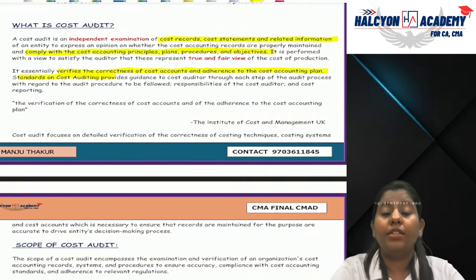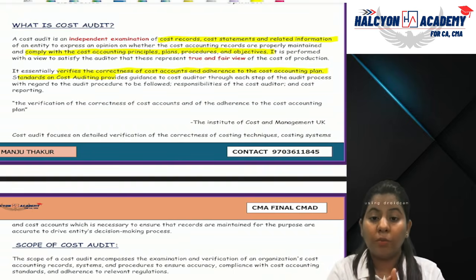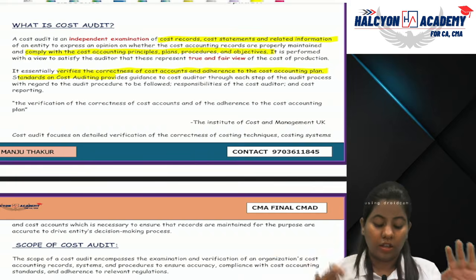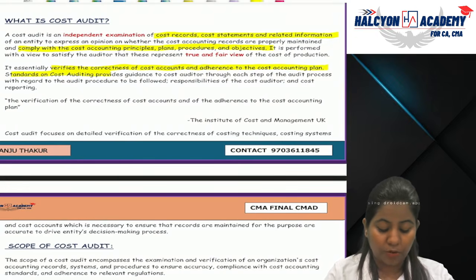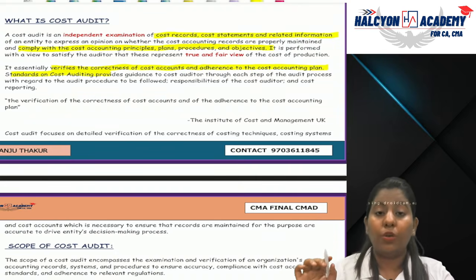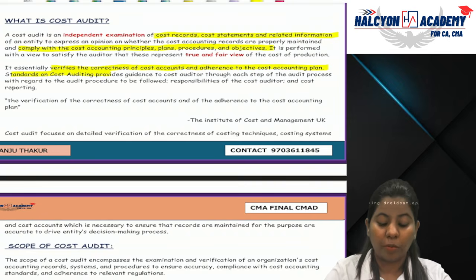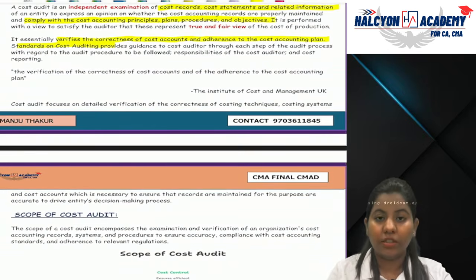So the auditing standards guide the auditor on various things at each and every stage: how he has to perform, how he has to report, what would be the content of the report, each and everything. It is written here, standards on cost audit provide guidance to the cost auditor through each and every step of the cost audit with regard to audit procedures to be performed and followed, responsibilities of the cost auditor, and cost reporting. How he has to perform his duties, what are the responsibilities, and how he has to report. Okay, so one simple definition is given.